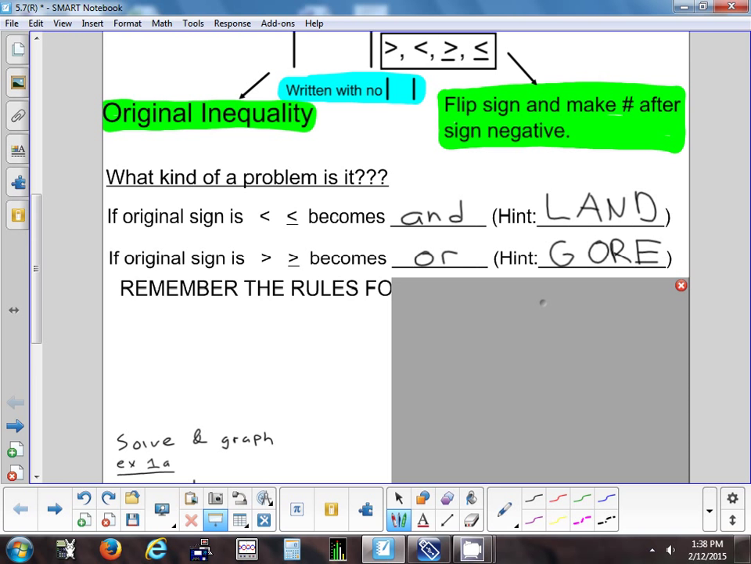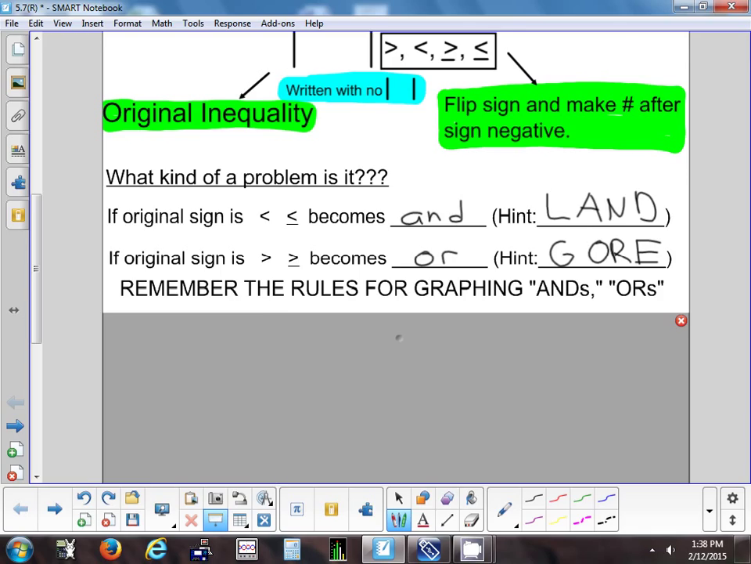All right, guys, you're going to have this sheet. If you need to look back at the sheet and say, I got this kind of sign, this is what it's going to be, that's fine. I'm just trying to give you another way to think about it. Okay, so those are the three big steps. Get the absolute value alone, split it into two problems, and don't forget your word at the end. And it could also be "or."